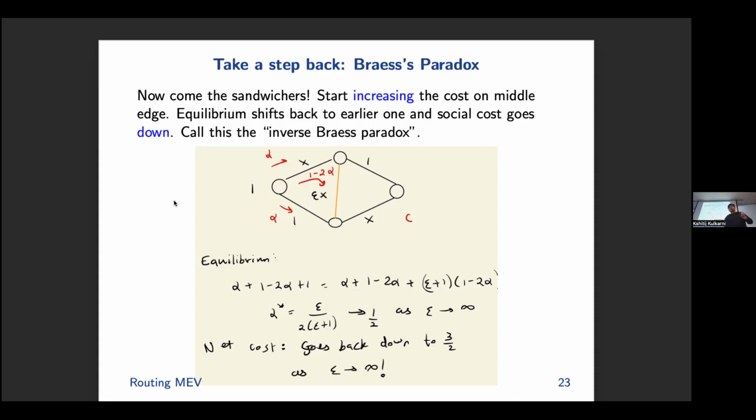And so here's what I'm claiming. I'm claiming that the presence of a sandwicher, if you think of this epsilon x as a sandwicher, in fact improved the quality of this network. If you think about the quality as a net cost, this is the idea that we want to formalize. So what is epsilon? Yeah, so epsilon here, you can think of it as a slippage limit, in fact, because the epsilon here is going to control the severity of the sandwich attack on that edge.